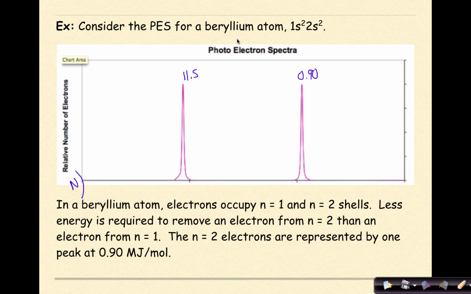Consider the PES for a beryllium atom, 1s2, 2s2. In a beryllium atom, electrons occupy the first and second shells. Less energy is required to remove an electron from the second shell than an electron from the first shell. The second shell electrons are represented by 1 peak at 0.9 megajoules per mole. So since these 2 are the same height, I have 2 electrons here, and I have 2 electrons here. This peak representing 1s2, and this peak representing 2s2.